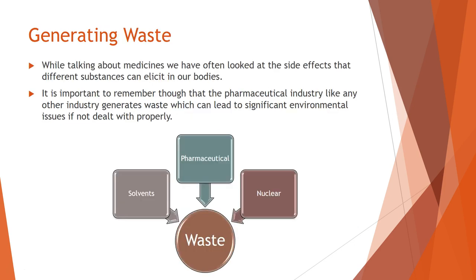So while we make things, as we've discovered by discussing and learning about equilibrium, very few things actually go to 100% yield. Okay, and we've looked at the side effects that different substances can elicit on our bodies. So if we're making things in the pharmaceutical industry, we need to also be very aware of the waste products that we are generating and how they're disposed of, because they can have significant environmental impact. So this can be excess pharmaceuticals, it can be nuclear waste from the generation of radioisotopes for the treatment of cancer, it can be solvent waste from just synthesizing our compounds in general.